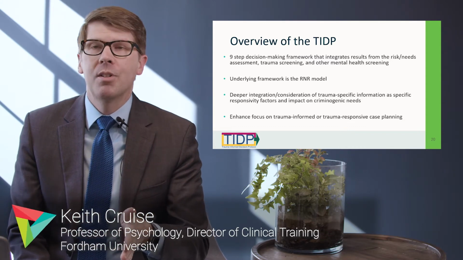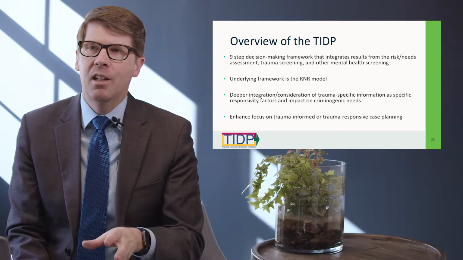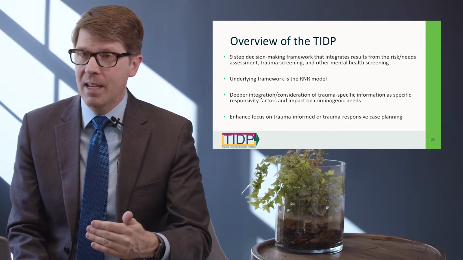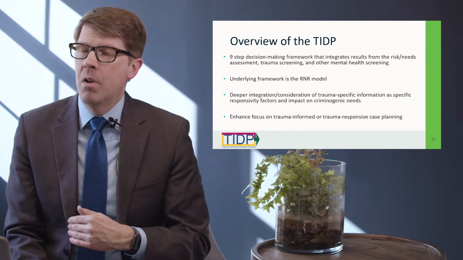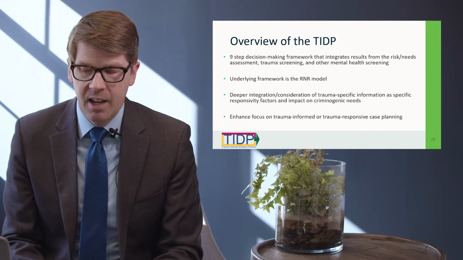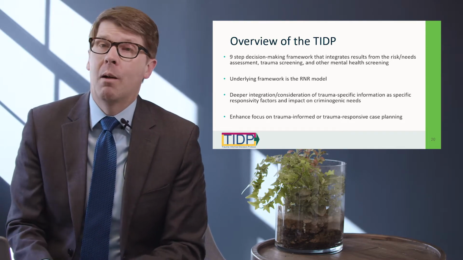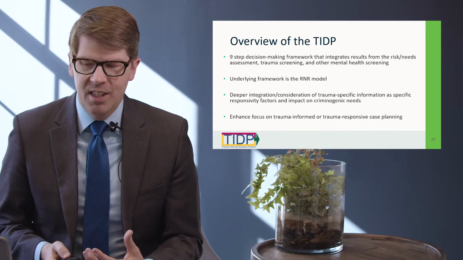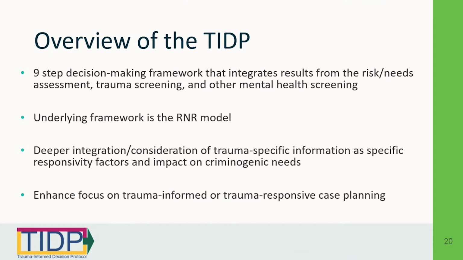You'll be plotting the key results from the CTS, representing traumatic event exposures and trauma reactions. And you'll also be plotting key results from the MAYSI as well, reflecting the level of concern about other mental health problems. And of course, the underlying framework for this is the R&R model. And the whole goal of this is to help guide decision-making about highlighting possible specific responsivity factors that should be taken into account in developing the case plan.